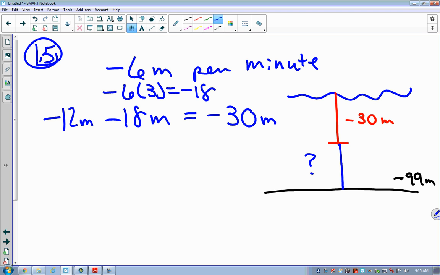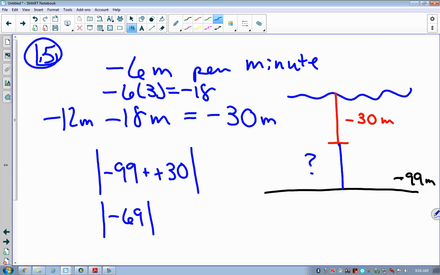All right, so it's going to be an absolute value, negative 99 minus negative 30. Okay, what's negative 99 plus 30? Negative 69 meters, but because we're talking about a distance, how many meters is it? 69 meters. He's 69 meters away from the ocean floor.